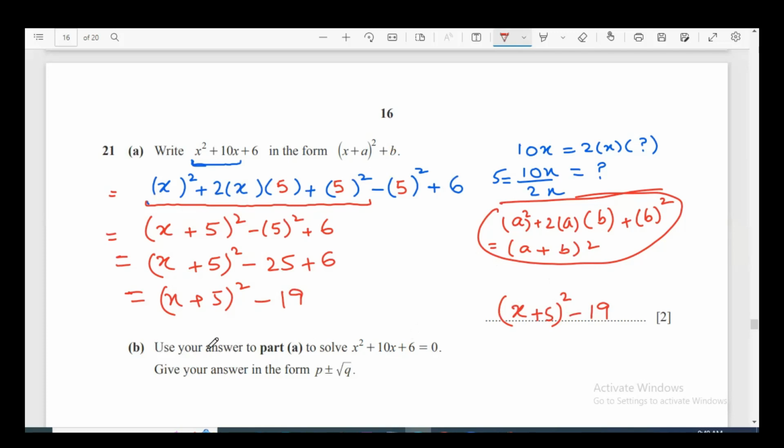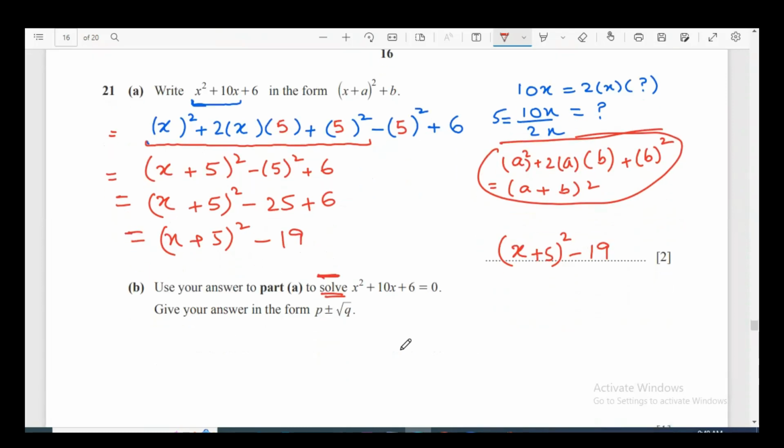Now, in part B, the instruction is: read instructions carefully. Use your answer to part A to solve x square plus 10x plus 6 equal to 0. The keyword is solve. Solve means you have to find the value of the unknown, which is x here.